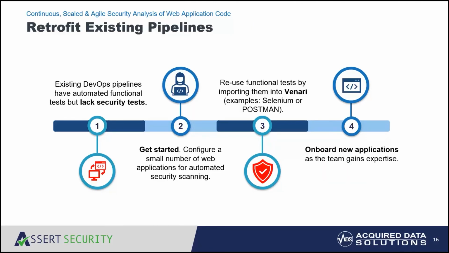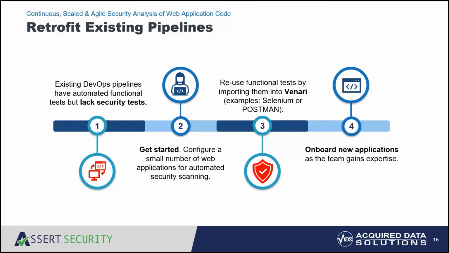We talked about the two scenarios of starting from an existing pipeline that has no security or possibly only static analysis or something that's not DAST. And the alternate scenario was you've got a greenfield project, something brand new, and you want to figure out where to start. So we're going to talk about that first scenario here.